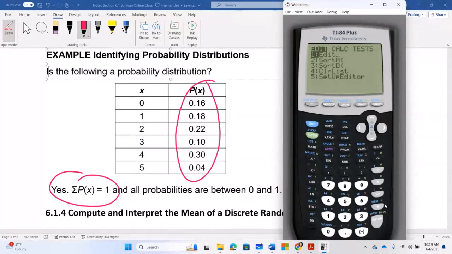I will go to my stat again, edit, and I will go to L1, and I have 0, 1, 2, 3, 4, 5. So this is still good. L2, I am going to clear L2, clear enter. And then I'm going to put in the probabilities in L2. So 0.16, 0.18, 0.22, 0.1, 0.3, 0.04. Okay.